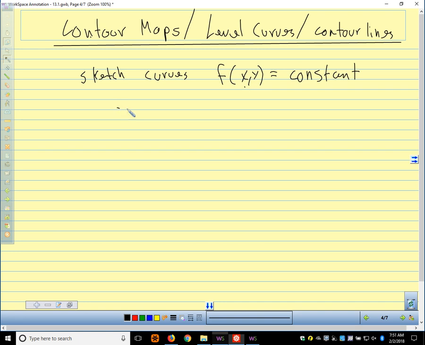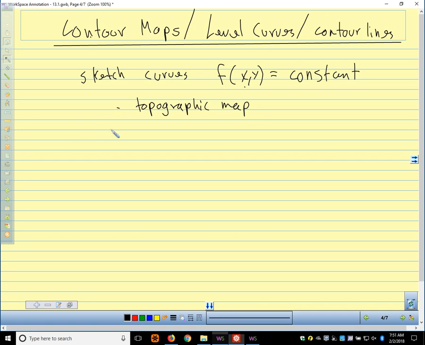An example of a contour map where you're thinking about the level curves that are made of contour lines is a topographical map. So if you've ever gone backpacking, you get these topographical maps that have all the elevation lines. Those are constant elevation lines. So you look at this topographical map and you can get an idea of what the terrain looks like. If the lines are really close together, you know that the mountain is really steep. If the lines are really far apart, you know that it's relatively flat.